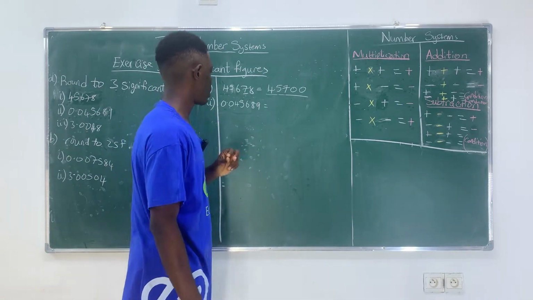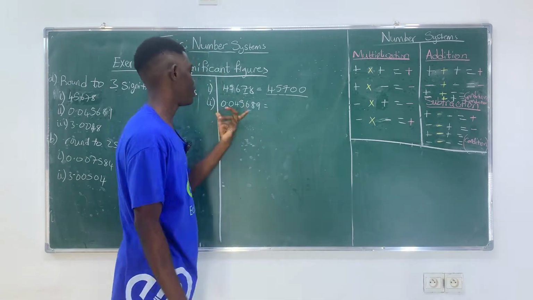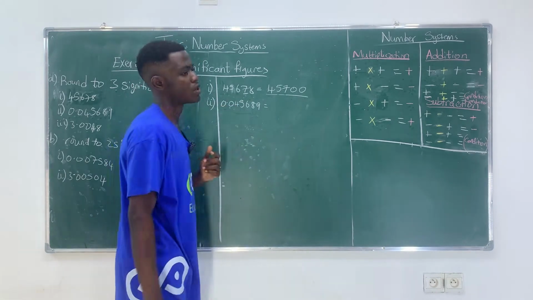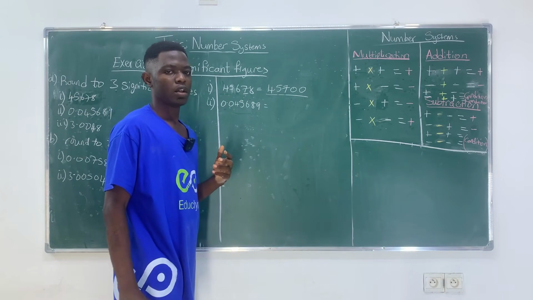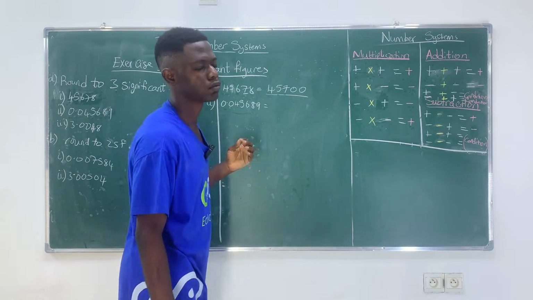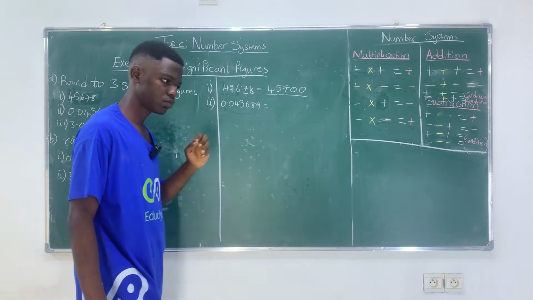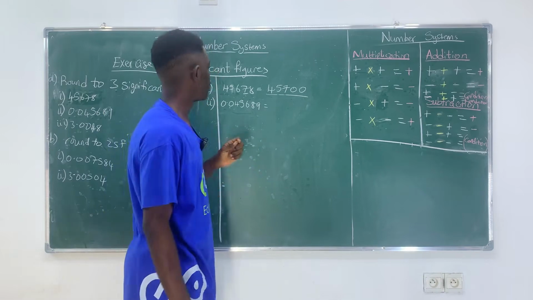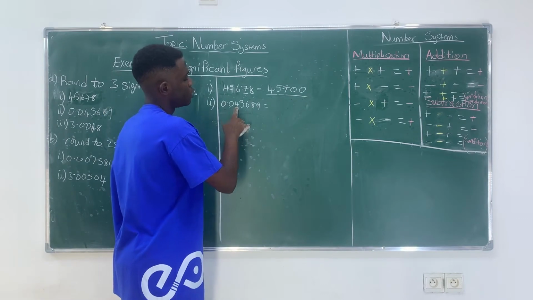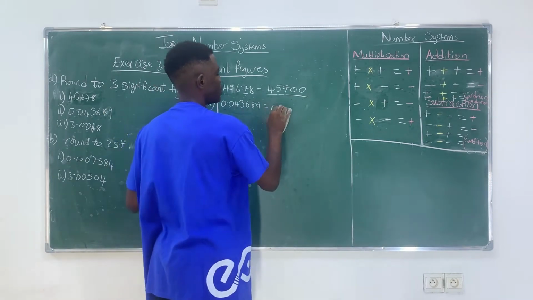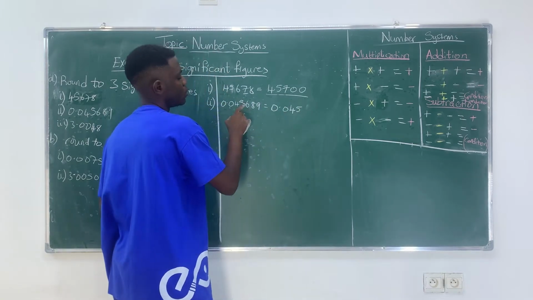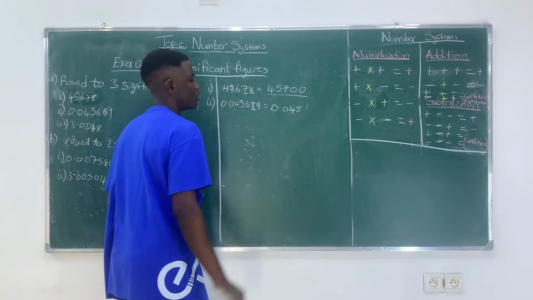For 3 significant figures, first you have to know how many significant figures are here. How many are there? The zeros are not counted. Remember, leading zeros are non-significant. I think that was the second rule. So the first significant figure is this, then this, then this. So we will write 0.045. Before writing the third one, we check the one after it.